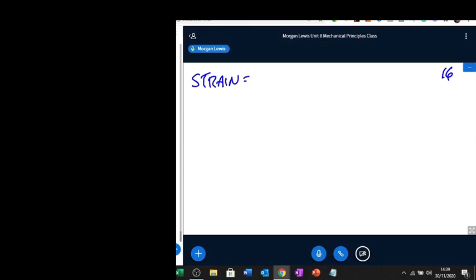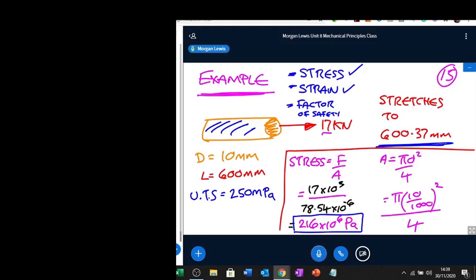Strain is change in length over original length. So what is the change in length? Well, I do know because it stretches to 600.37. It starts off at 600, so do that. My change in length is 0.37, because it stretches to 600.37, starts off at 600. So the change in length is 0.37 of a millimeter.